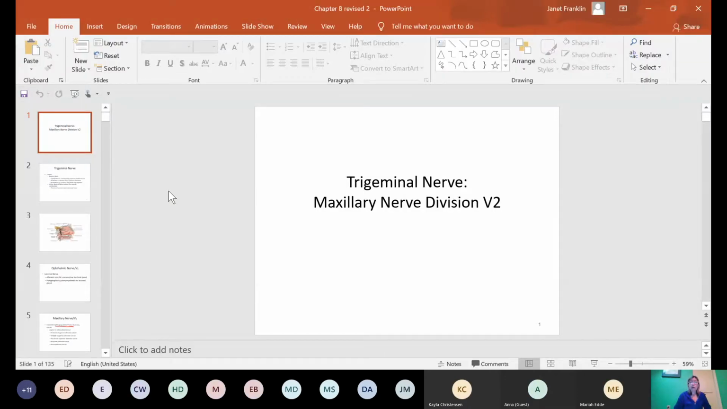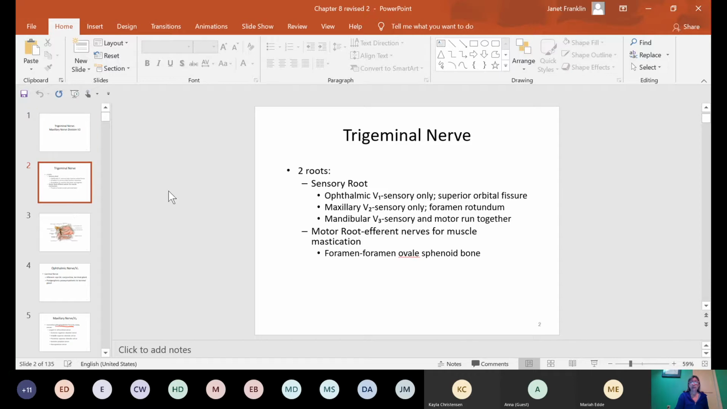The main one we're going to focus on is the trigeminal nerve, cranial nerve 5. We talked about all 12 of them, but the biggest one is going to be cranial nerve 5. It divides into 3 different branches. We have the ophthalmic branch, the maxillary branch or division, and the mandibular. So this is the 3 of them.